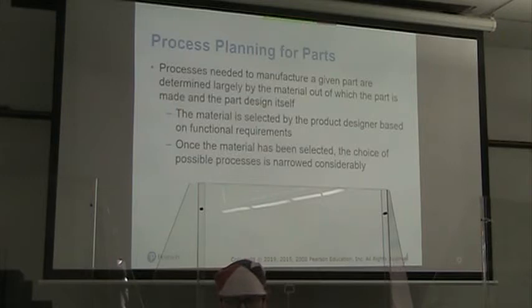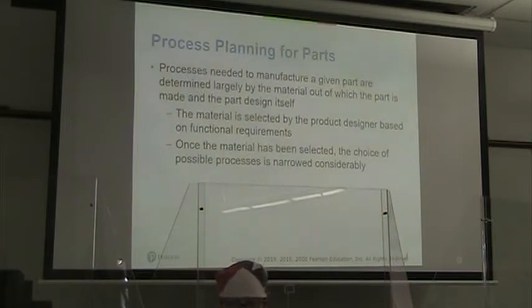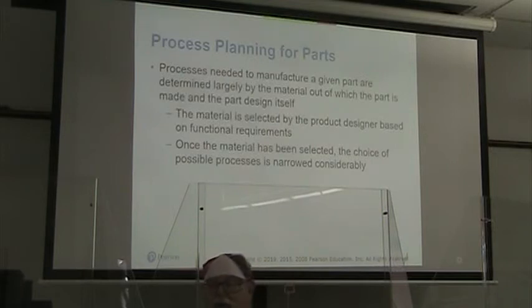So our process planning for parts, the processes that we need when we manufacture any given part, are determined by the material out of which the part is made and the design of the part itself. The material is selected by the product designer based on functional requirements. When that material has been selected, that narrows down our possible processes that we can use to shape it.